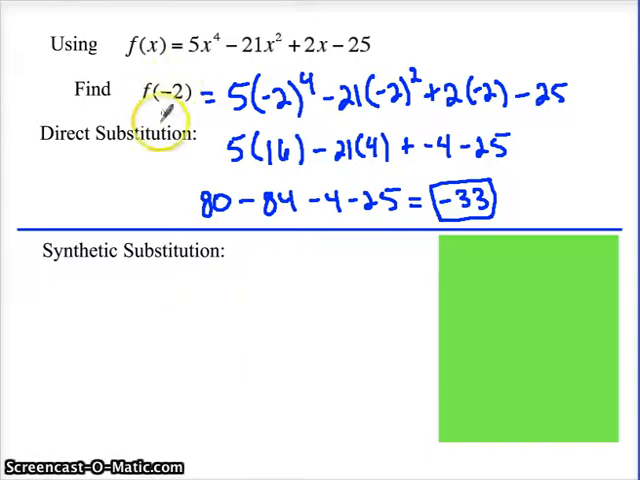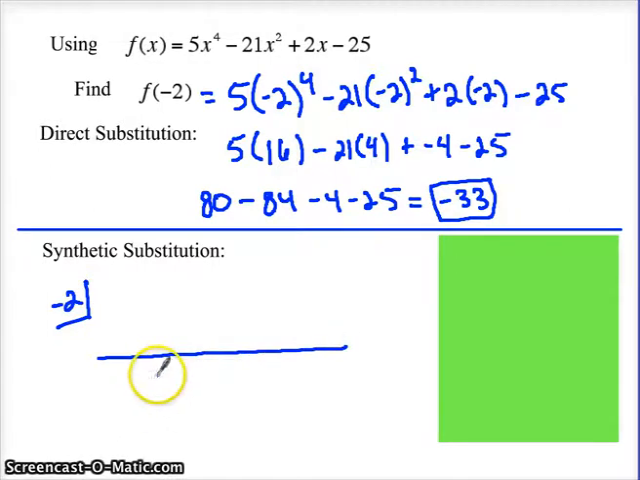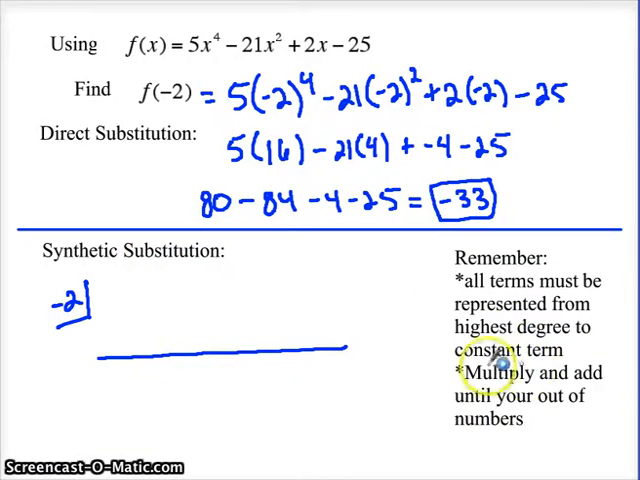If you're finding f of negative 2, what we're going to do is put negative 2 up here in a box. Then I'm going to put a summation bar here because we're going to basically be multiplying and adding. That's the real key to synthetic substitution. It's all about multiplication and addition. Multiply and add until you're all out of numbers.